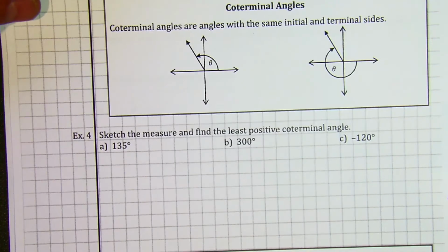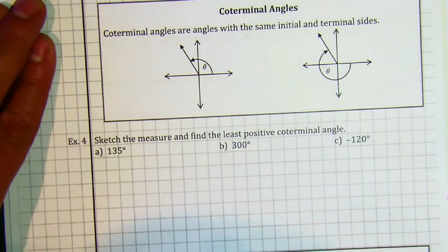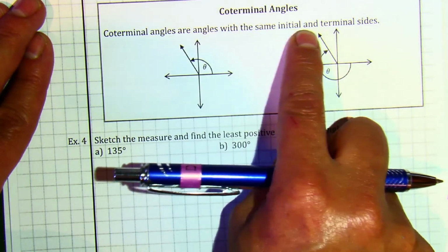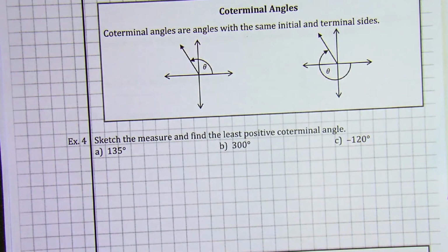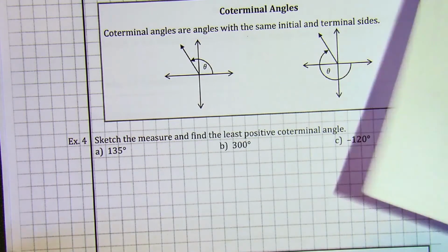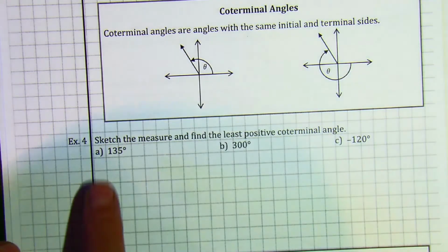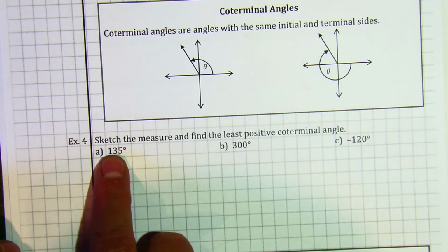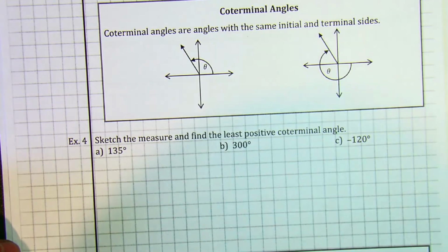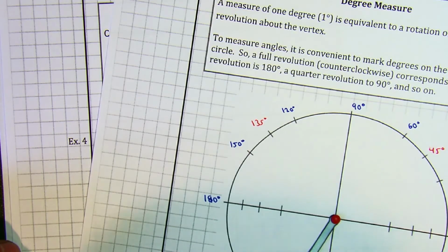Coterminal angles. Coterminal angles are angles with the same initial and terminal sides. Go and copy it down, and we'll start once you are ready. We are not going to sketch it. We're just going to find the least positive coterminal angle. And we are just going to use our unit circle.